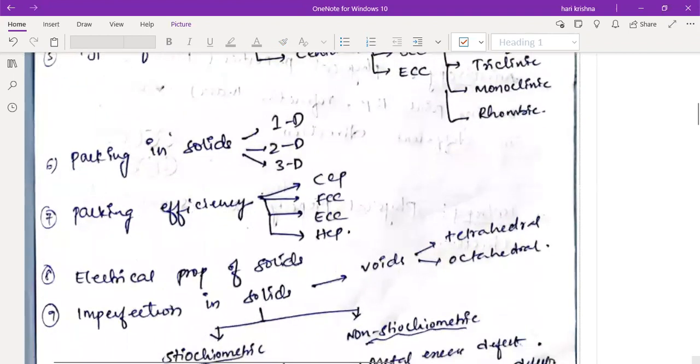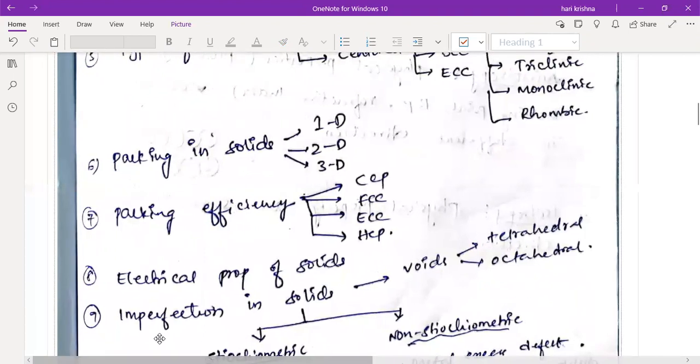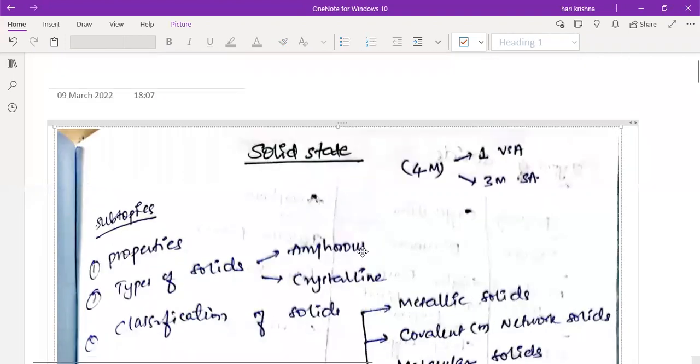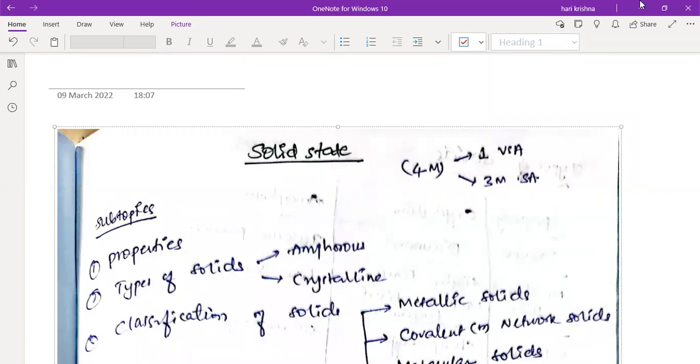So this is what we started in the last class. The solid state. If you are preparing for the CBSE board exam, in total you will get 4 marks: 1 mark is a very short answer, and 3 marks is a short answer. But we don't know whether it's the MCQ pattern or the theory pattern. So according to the theory pattern, I'm saying this.